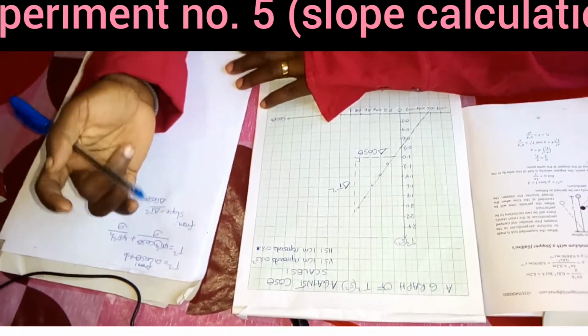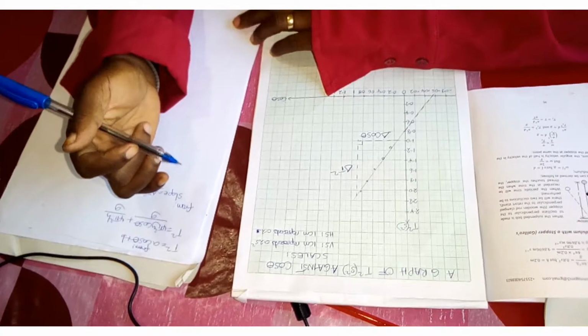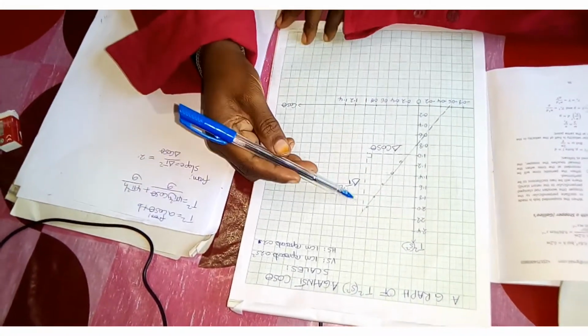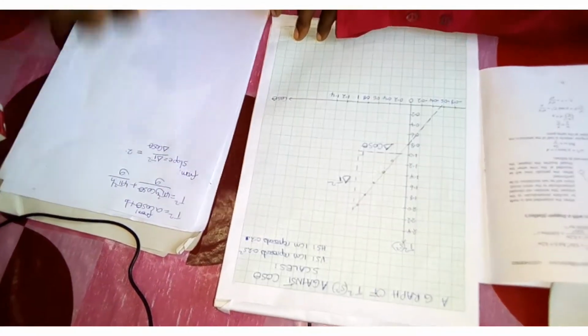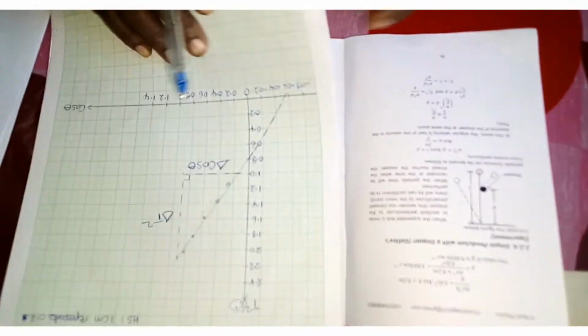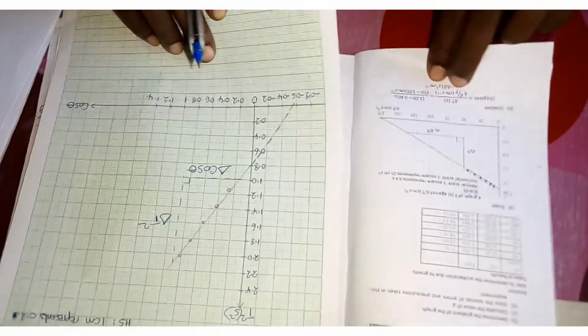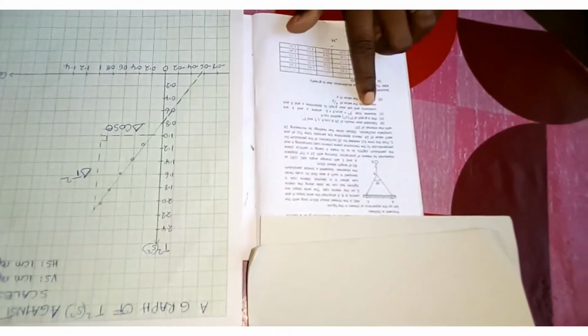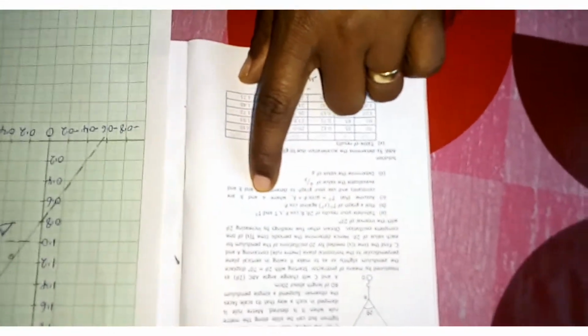Okay, karibu tuendelee kumalizia swali letu namba 5. Swali namba 5 tuliishia kwenye kuchora graph, kisha tukaindicate slope this way. After indicating the slope, swali linatutaka tuchore graph. Swali linatutaka, after plotting a graph, tutafute value of A and B.